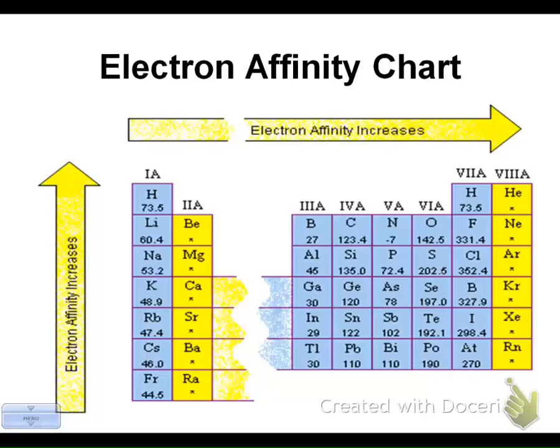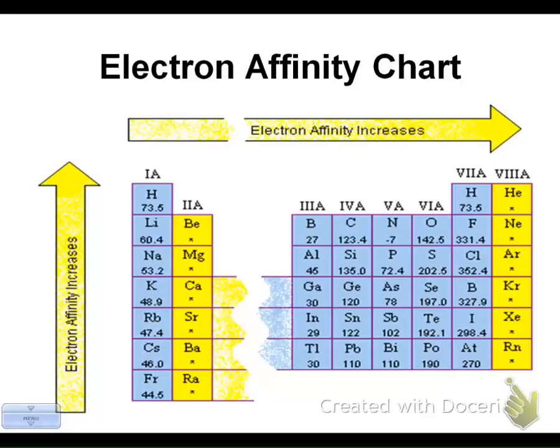It is the opposite of ionization energy. Ionization energy was the energy required to remove an electron. So electron affinity is going to be the energy gain from trying to give or add an electron to an atom. Ionization energy was to make positive. Electron affinity is to make negative. Not all elements want to become negative.